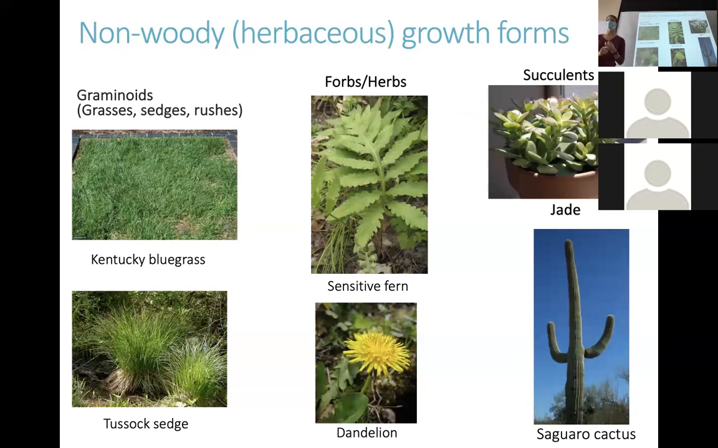Succulents are sort of their own unique category. These are, think cactus. So a cactus is a succulent. They hold on to a ton of water. They grow in very dry areas. Jade is a common house plant. If you've ever had a jade plant, that's a succulent. If you squeeze on the leaves, they're really spongy and squishy. That's all the water that it's holding on to.